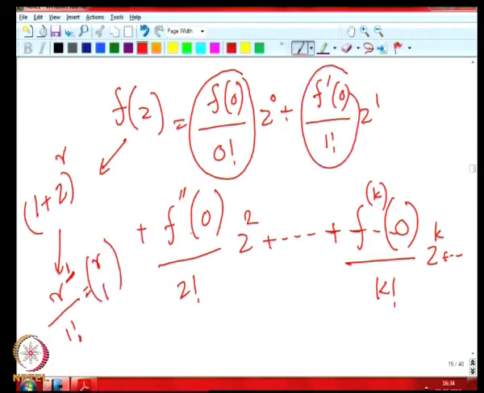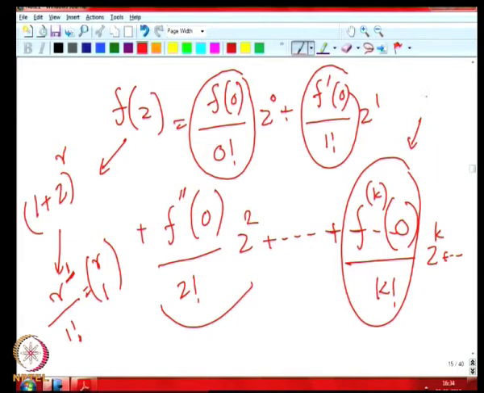And here it is the second derivative. If you take the second derivative of 1 plus z raised to r, that is r into 1 plus z raised to r minus 1 first, and again r into r minus 1, divided by 2 factorial, or r choose 2. So like that, in the kth term we will get exactly r to the k falling factorial divided by k factorial, which is r choose k, right? So that is where this is coming from.